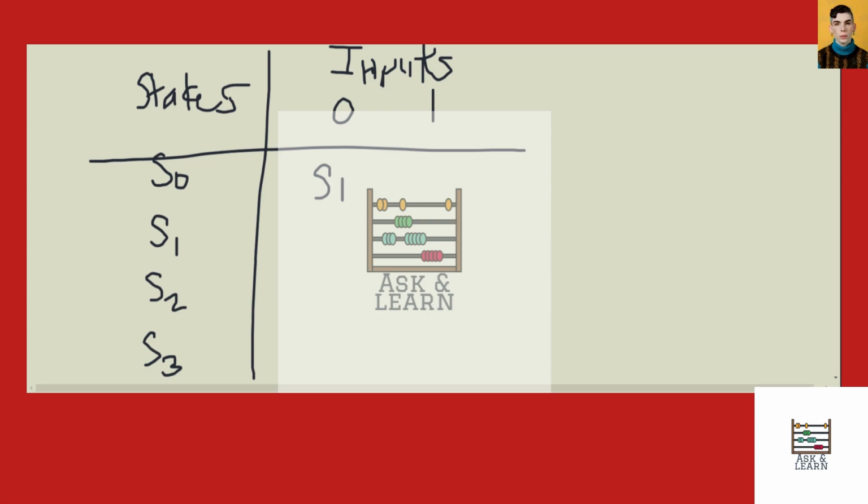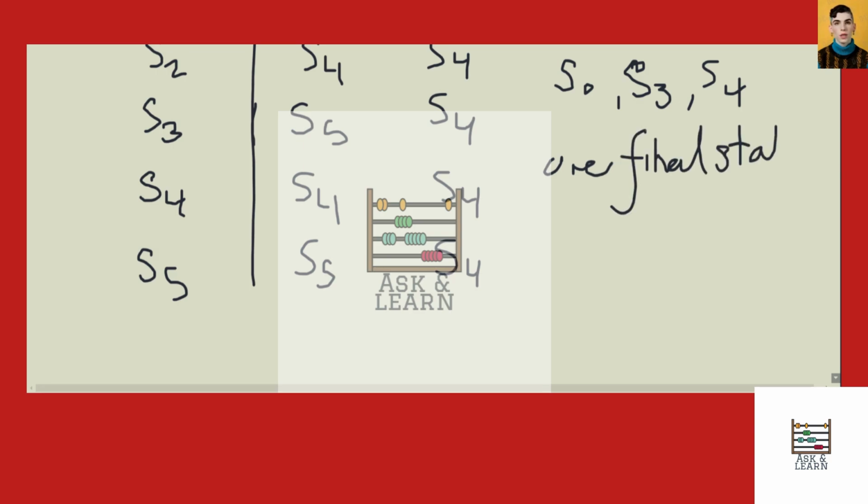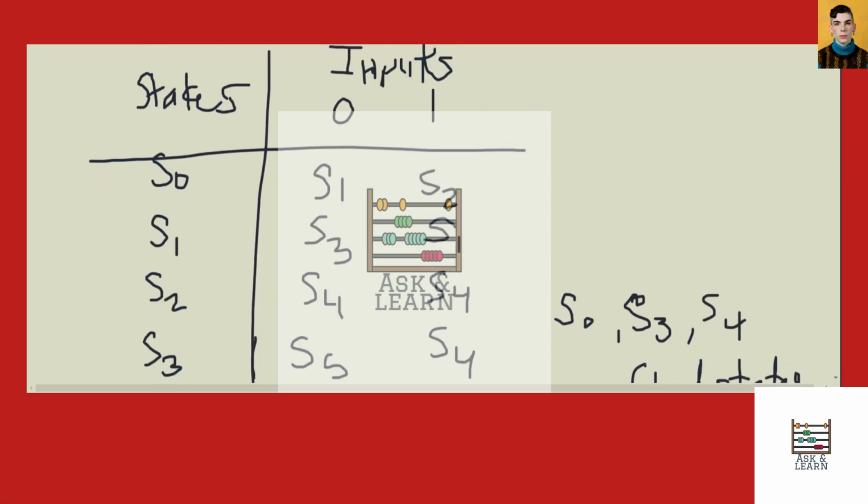And we see from the graph that states S0, S3, and S4 are all circled twice, which means that these states are final states. So we have that a string is recognized by the automaton if it ends at one of these 3 states. And we also see that S0 is marked as a start state.